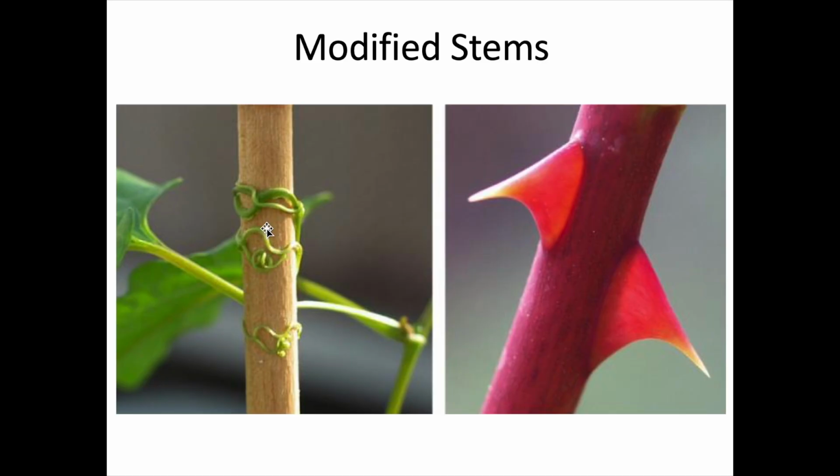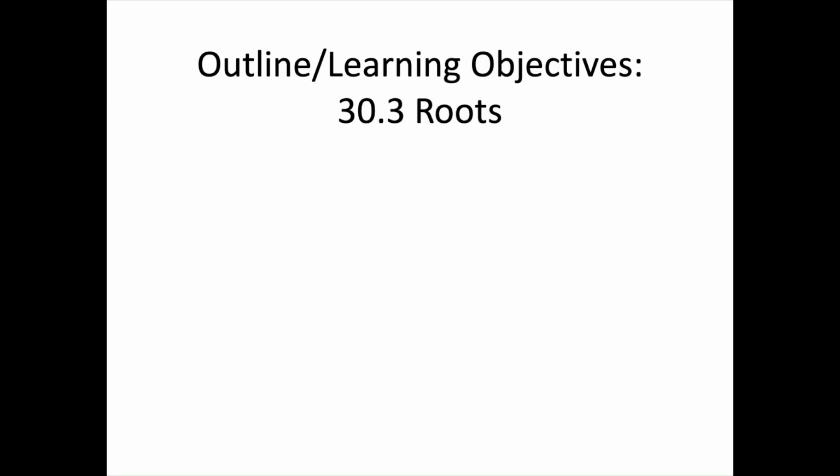That's a tendril. And thorns, I think we all know what thorns are. Let me read the definition. A modified stem branch appearing as a sharp outgrowth that protects the plant. And it's supposed to discourage herbivores. So these are also modified structures of the stem. All right, enough of stems.